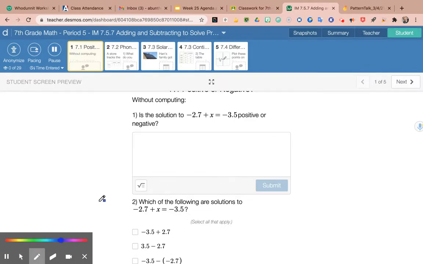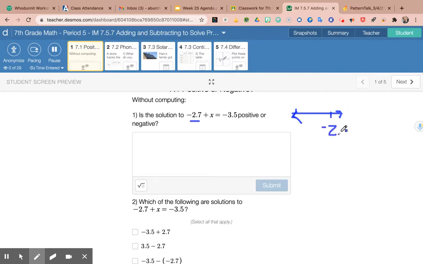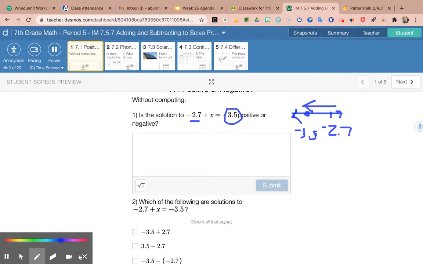I would even recommend thinking about it on a number line. Whoops. So if I start at negative 2.7, and I'm trying to get to negative 3.5, which would be somewhere over here, am I going to have to travel further into the negatives, or am I going to have to go positive? So what does this number right here have to be?